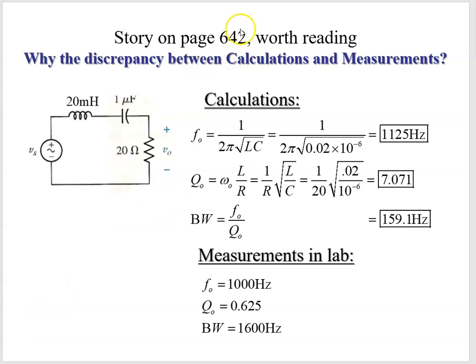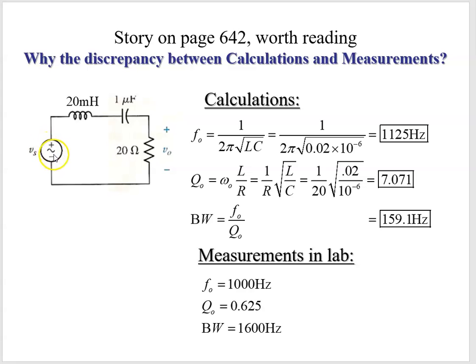This story in your textbook talks a little bit about the discrepancy between the calculations you might make in your pre-lab and the measurements you actually make in the lab. So if you're going into the lab and you're trying to build this series RLC circuit and you want to measure its resonant frequency, quality factor, and bandwidth, the way to do that is to first calculate what it might be and then to do a sweep of frequencies.